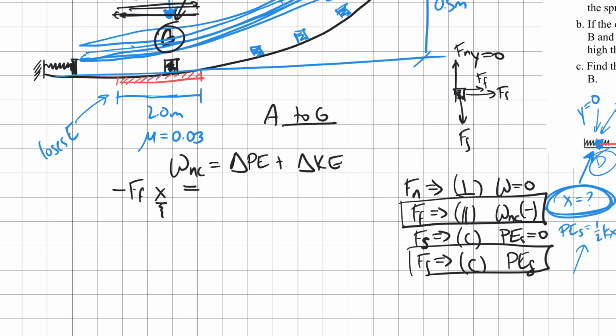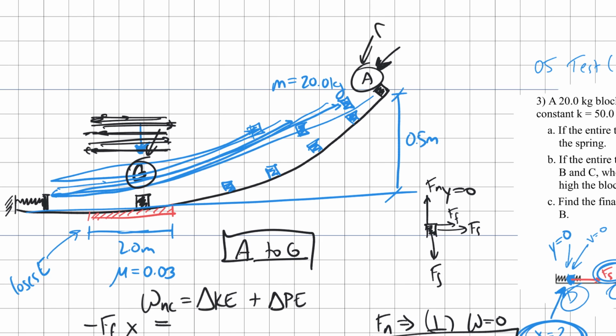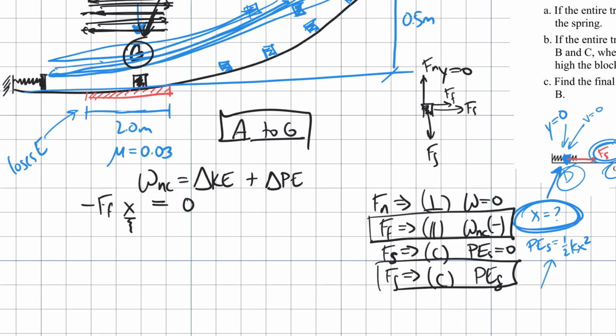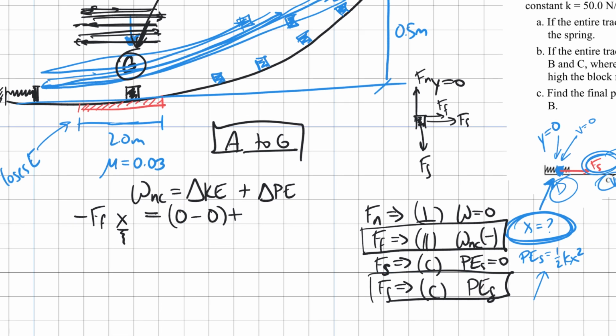This is backwards of the way that I usually do this, my apologies. Delta KE plus delta PE. Remember we're going A to G, and it is at rest here and has stopped when it is here, so there is no kinetic energy at either position. Final at G has no kinetic energy, initial at A has no kinetic energy. Now, potential energy. We do not have potential energy of a spring because there is no spring potential energy at A or G, so I'm not going to bother with that.